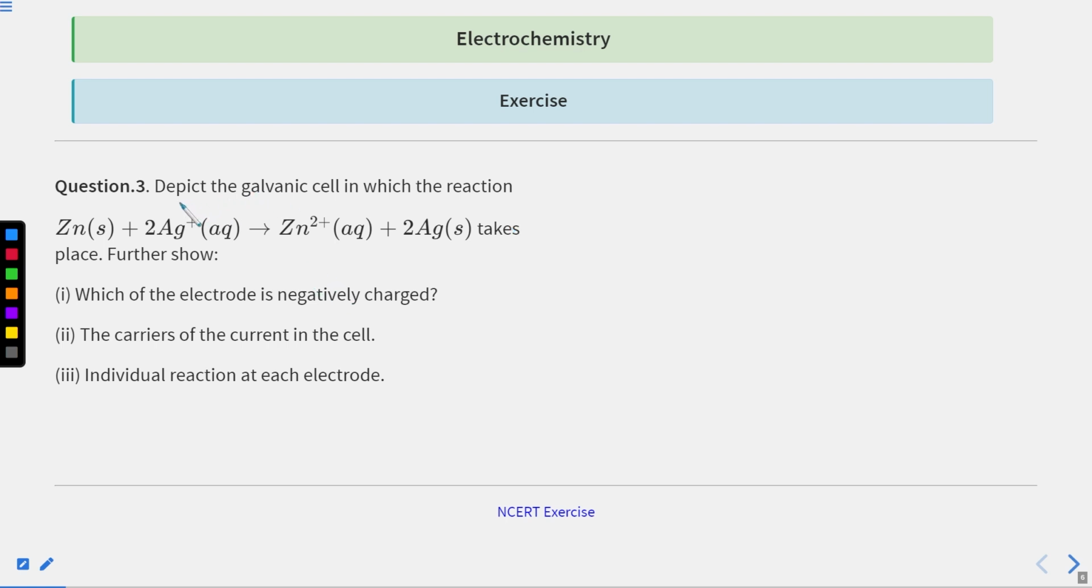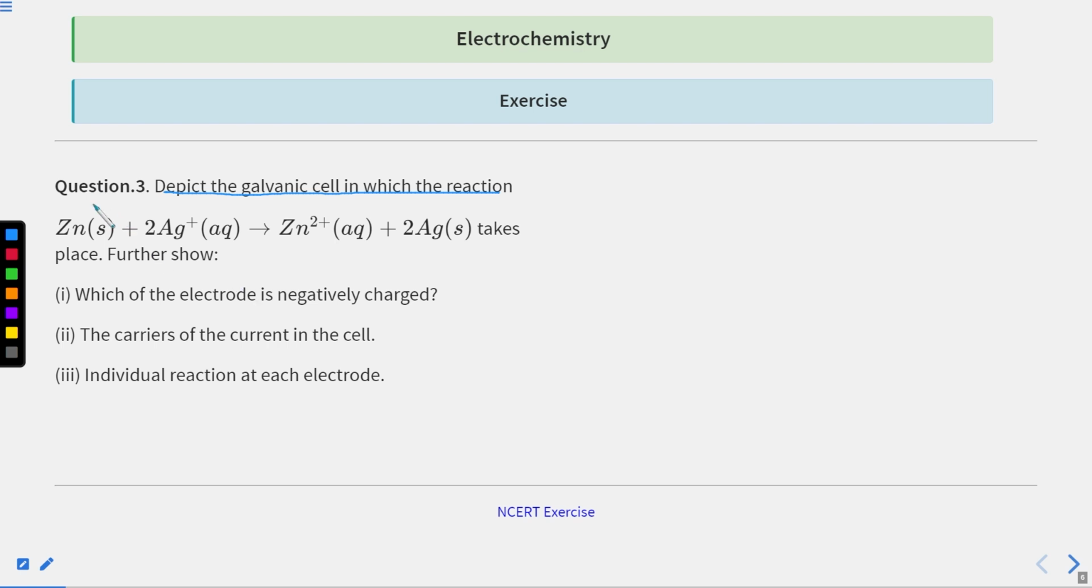Okay, so what does the question say? We have to depict the galvanic cell in which the reaction goes in this fashion. We have a zinc electrode going to Zn2+ in the solution, and we have an aqueous salt of silver ion, Ag+, which is going to solid silver. Is this clear? Now, we have to show which of the electrodes is negatively charged.